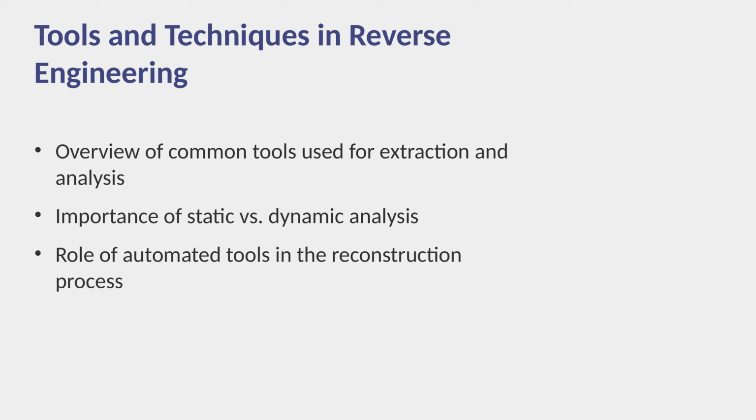Tools range from static analyzers that examine code without executing it to dynamic analysis tools that observe system behavior during execution. The combination of these approaches is critical. Static analysis can reveal the structure of the code, while dynamic analysis can capture runtime interactions that are often missed otherwise. This duality allows for a more holistic view of the system, enhancing our understanding.